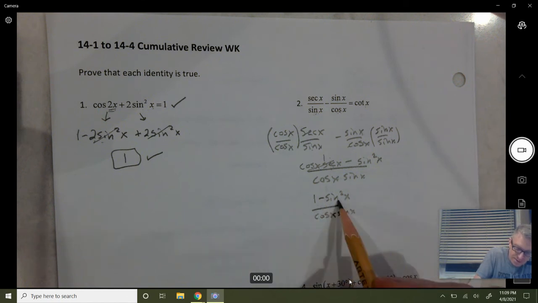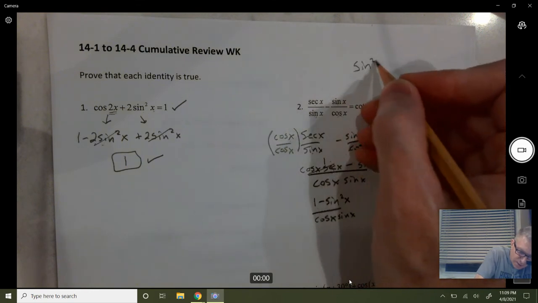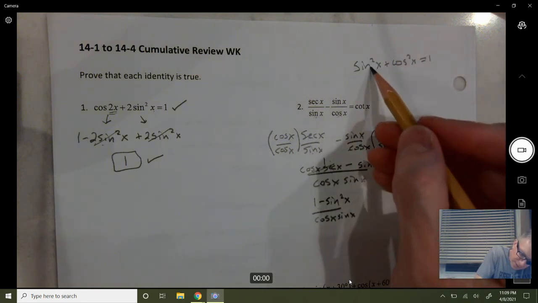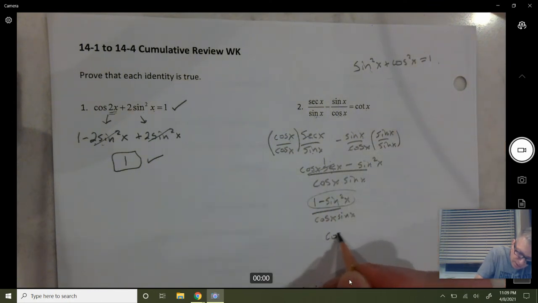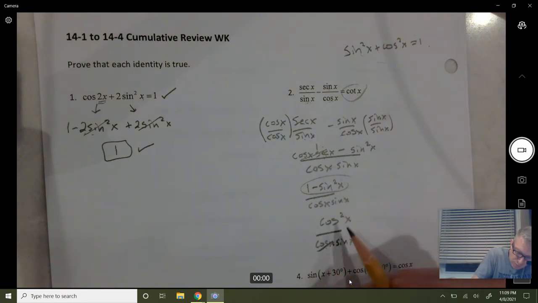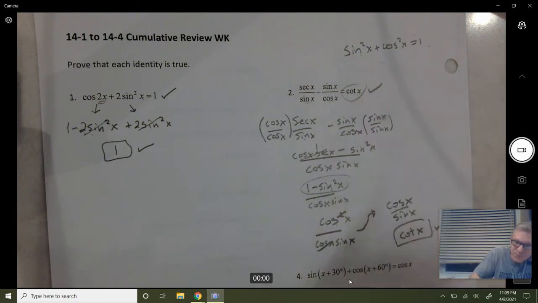Okay, 1 minus sine squared x is equal to cosine squared x, because remember that sine squared x plus cosine squared x equals 1. So if you subtract the sine squared x to the other side, you'll get cosine squared x equals 1 minus sine squared x. So we turn that into cosine squared x all over cosine x sine x, keeping an eye on what we want this to become. This cosine x cancels with one of these cosine x's. We'll cancel it with the square. We end up with cosine x over sine x, which is cotangent of x, and we're done.